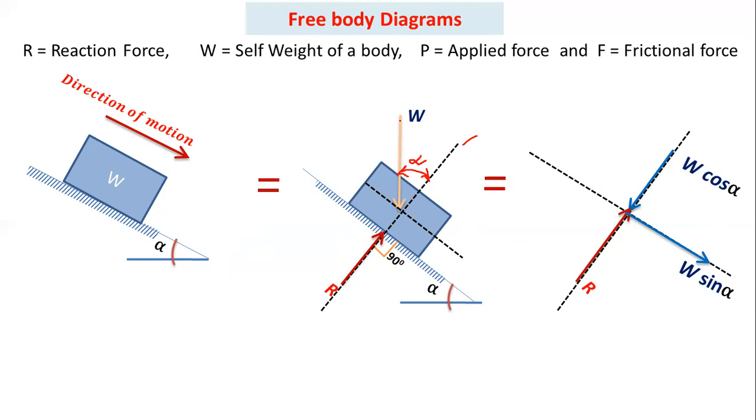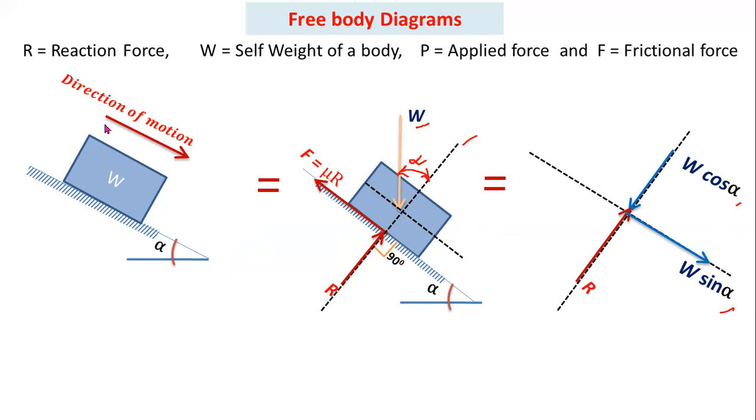So first of all, you have to convert this self-weight W into two forces, W cos alpha, W sin alpha, along the parallel surface and normal surface. After that, you have to consider reaction force along the normal plane. Now this is the direction of an opposing force, that is frictional force.